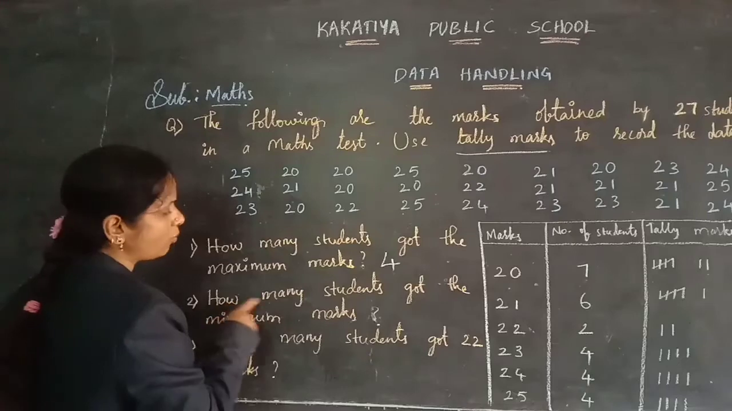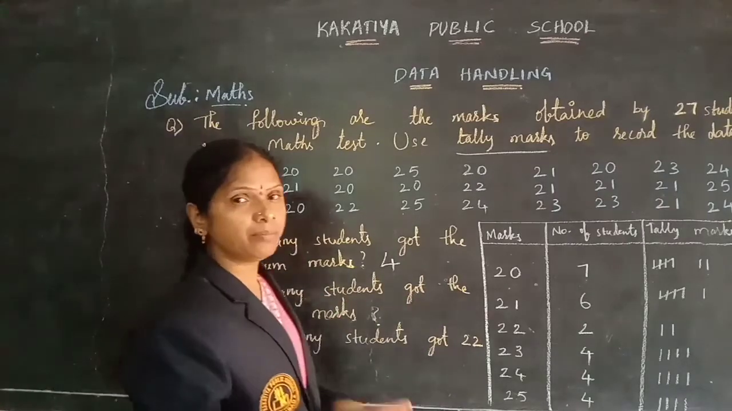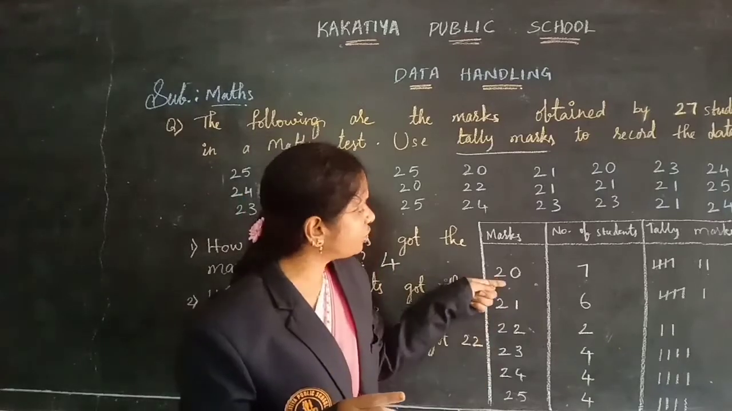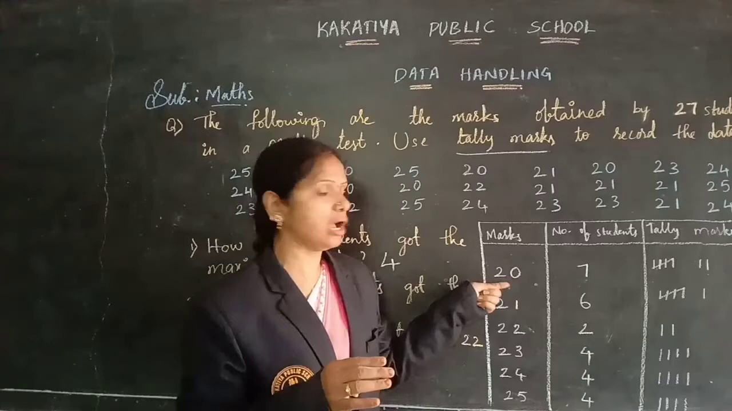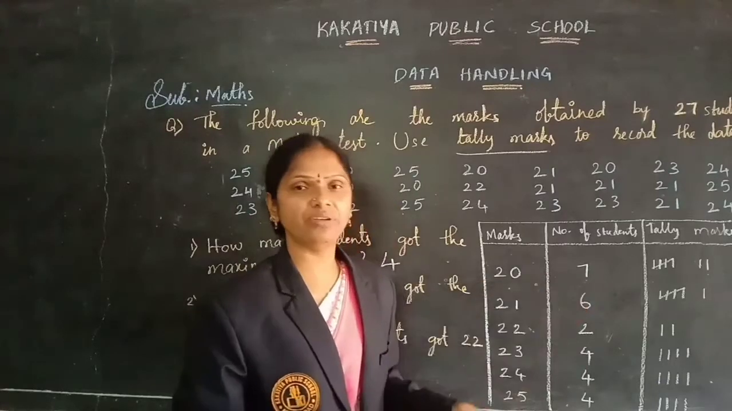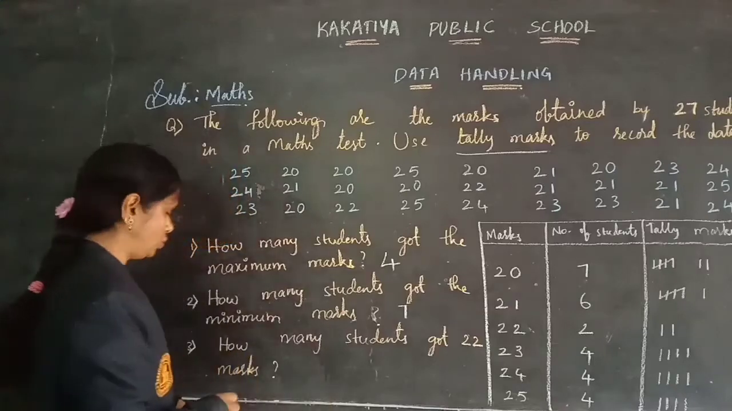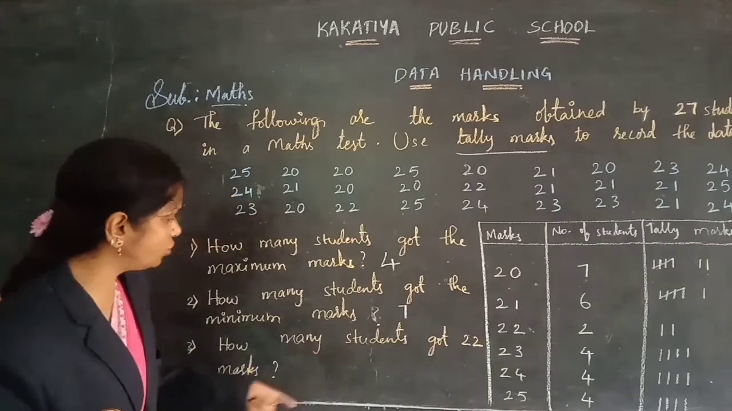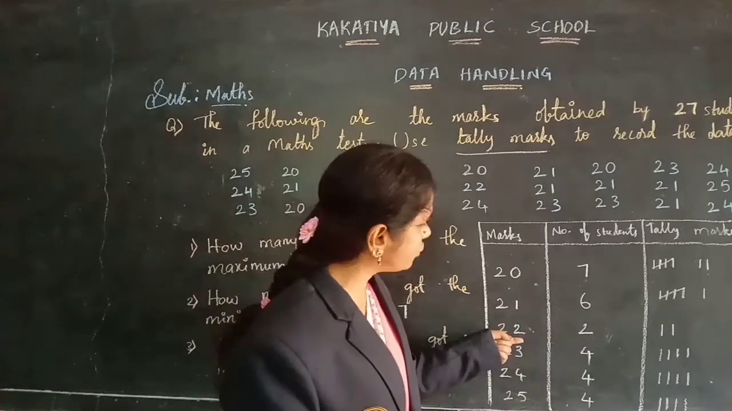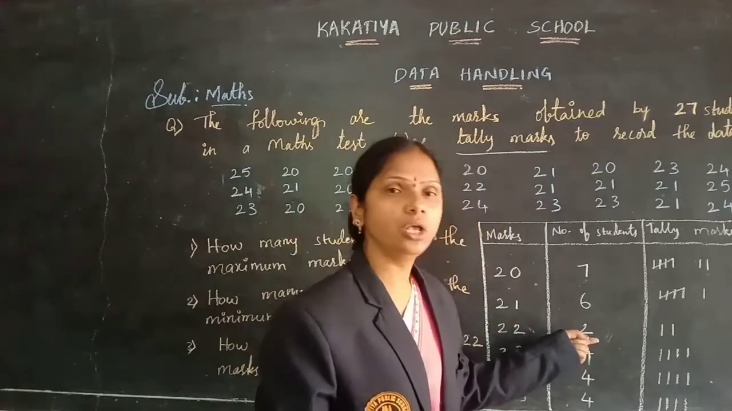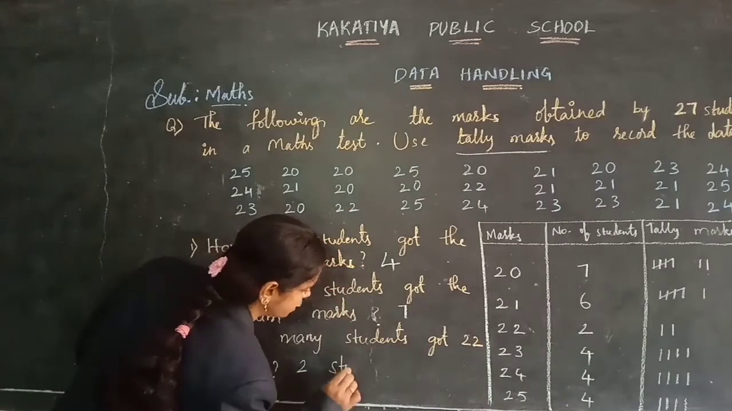Okay. Come on. How many students got the minimum marks? Minimum marks means less marks, which is 20 in this. Okay. Which is 20, less marks, no? How many students got 20 here? 7 students. So the answer for the second question is 7 students. Now, how many students got 22 marks? These are the 22. So how many students got it here? 2 students. So here the answer is 2 students.